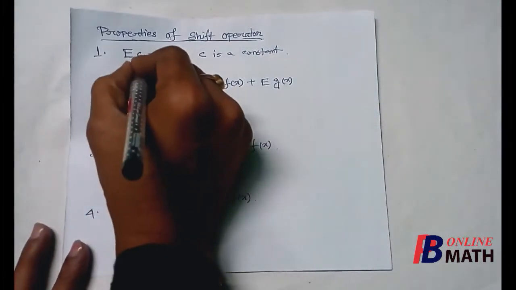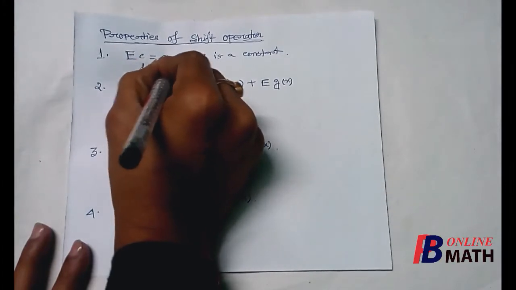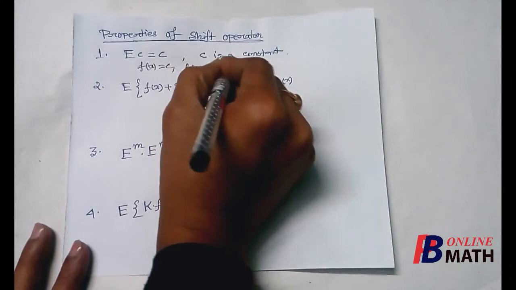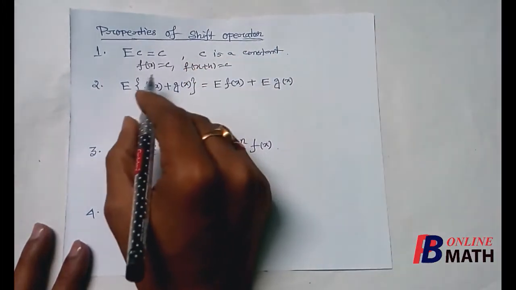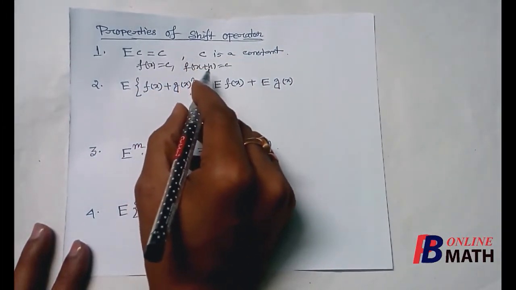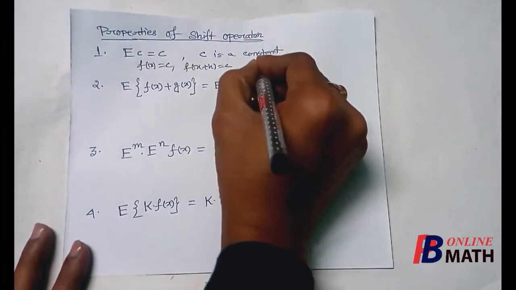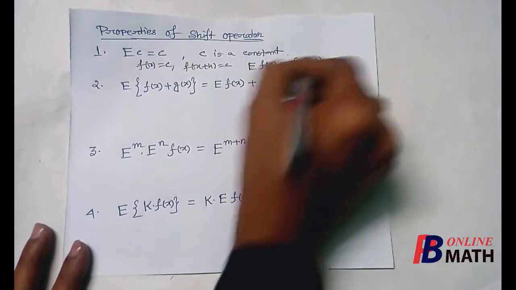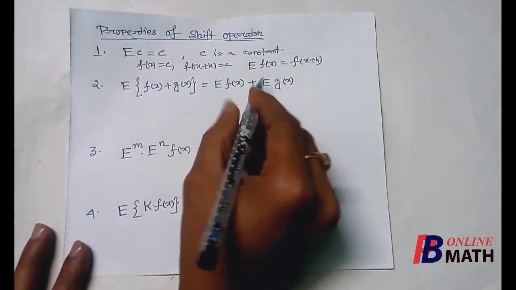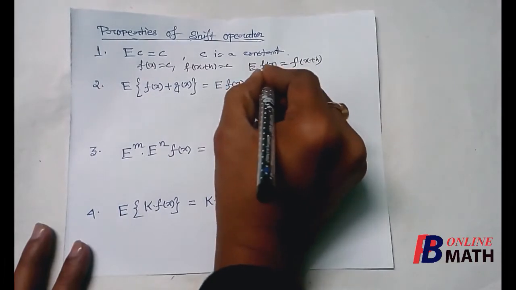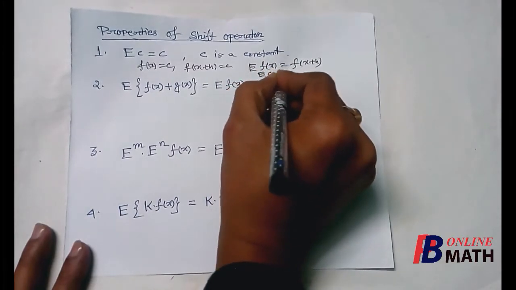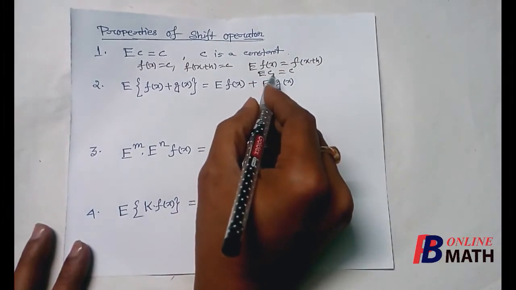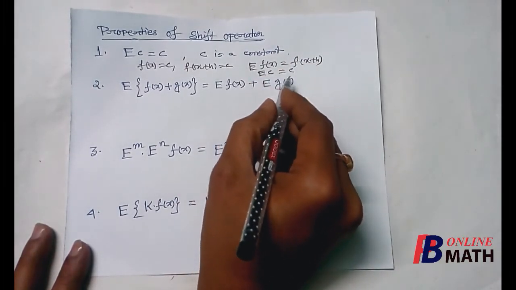Because if the function f(x) is equal to constant c, then f(x+h) is also equal to c, because the function is constant. So if we apply this shift operator on f(x), then we shall get f(x+h). f(x) equal to c, so E of c equals f(x+h), which is again c. So if we apply the shift operator on a constant, then we get that constant.